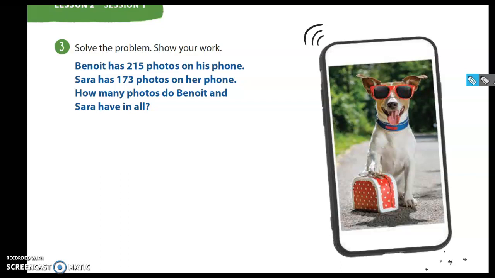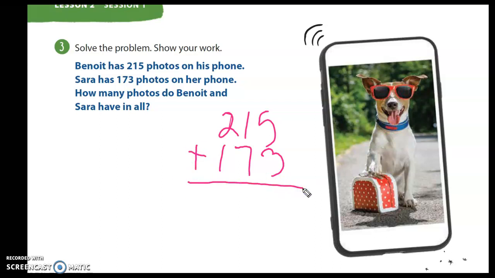Benoit has 215 photos on his phone. Sarah has 173 photos. It says we're adding, it's a plus sign. How many photos do Benoit and Sarah have in all?